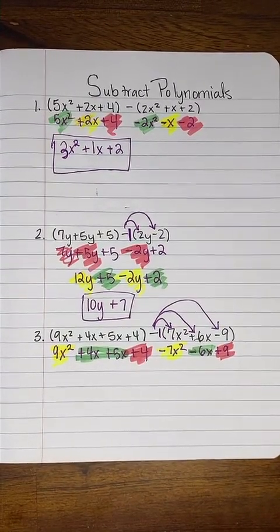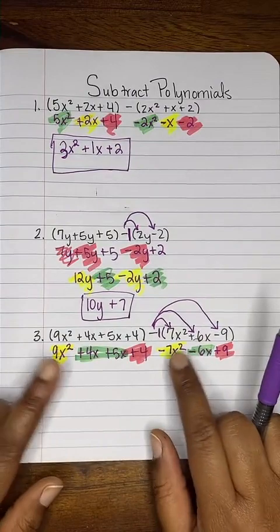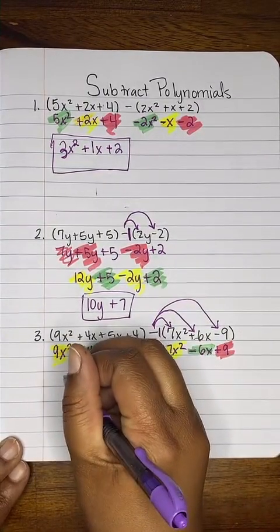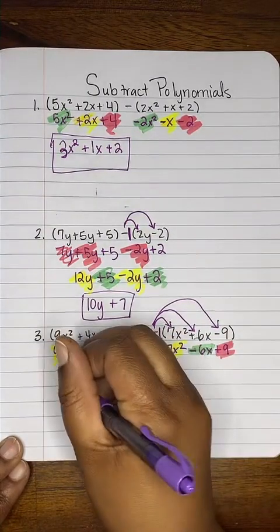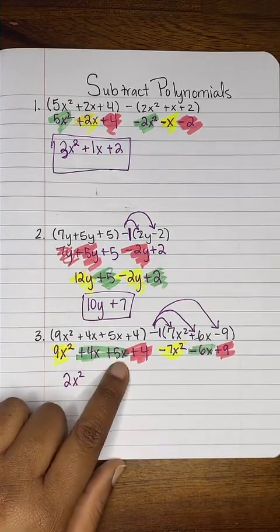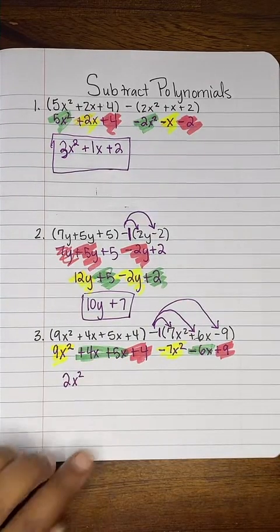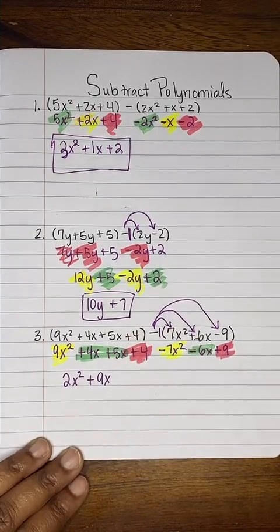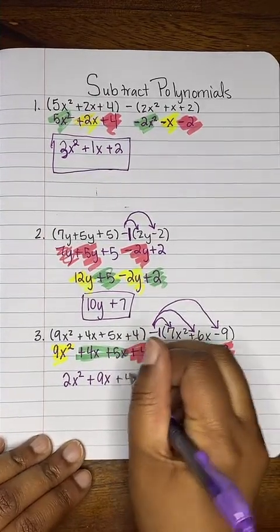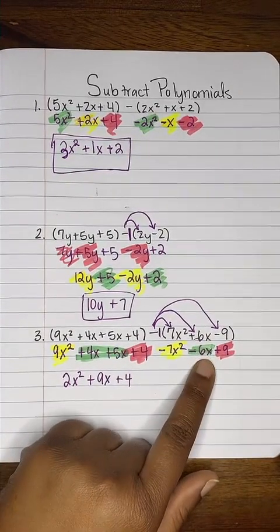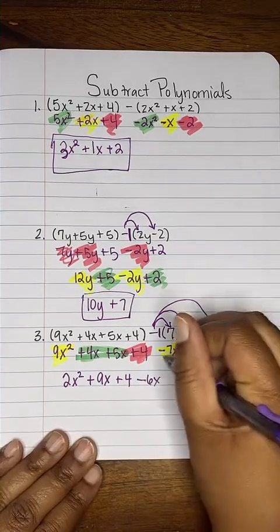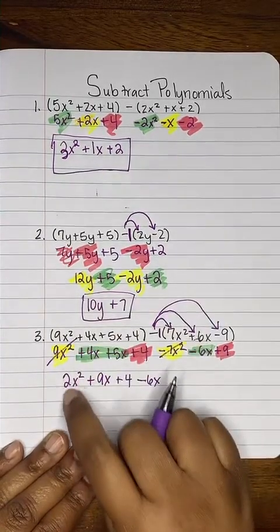Yep, not a problem. All right, so now we're gonna combine these. So 9 minus 7 is, what's 9 minus 7? 2x squared. Okay. Now we have 4x plus 5x. So I'm going to combine these first, and that's 9x. I'm going to drop down my 4 plus 4, and then I'm going to drop down my negative 6x, okay, because I already used these. That's how I got the 2.